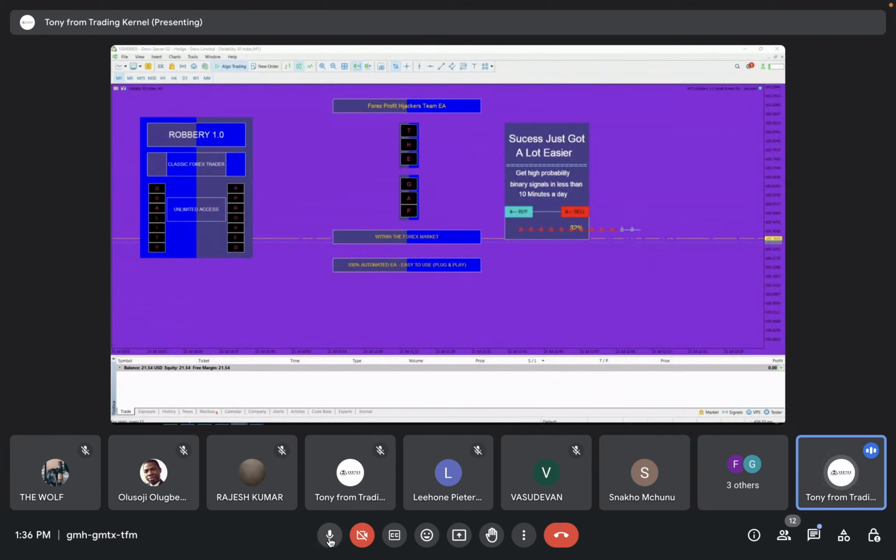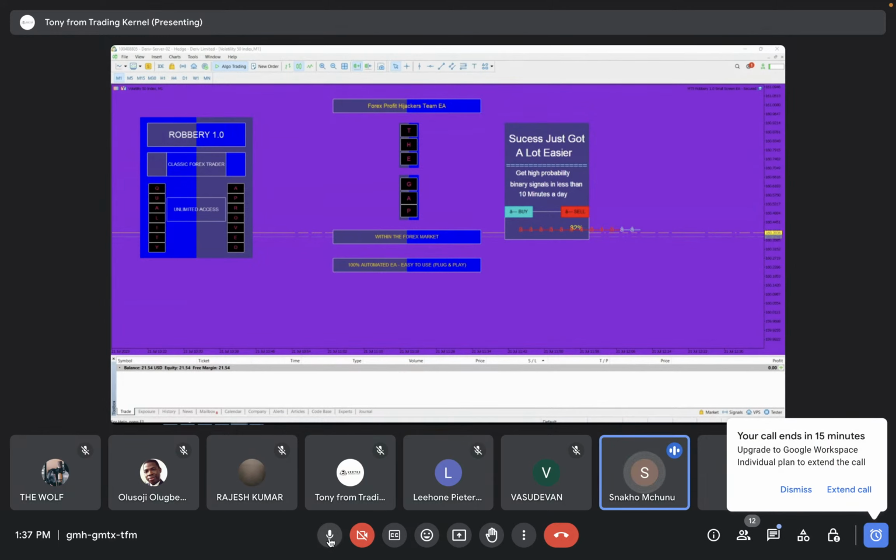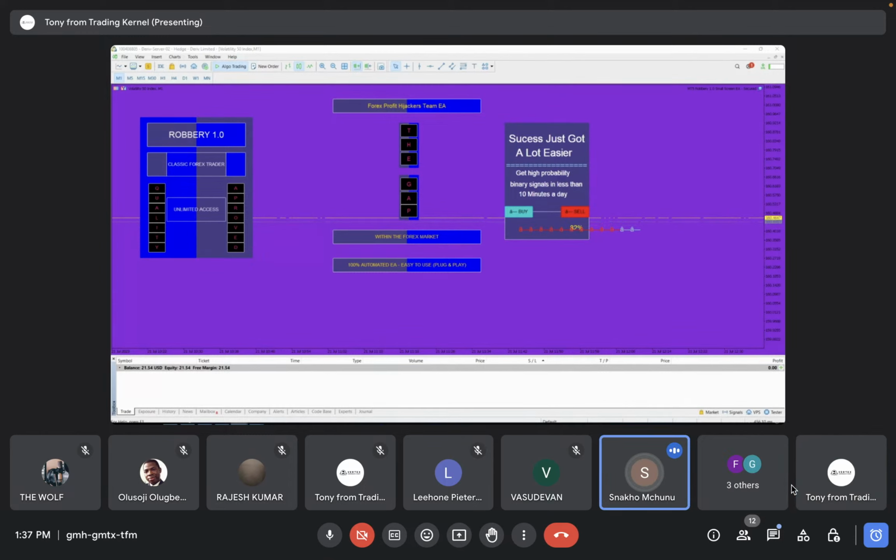If you're speaking, I can't hear you properly. On MetaTrader 5. Can you share your screen? I'm using my phone. Okay, do you have your laptop close to you? No, I'm using a computer.